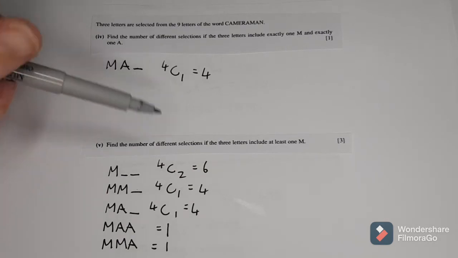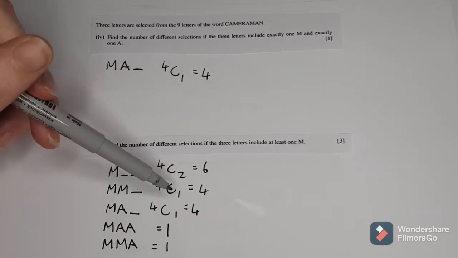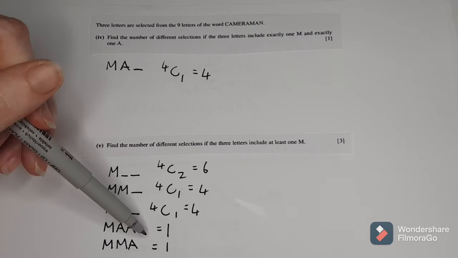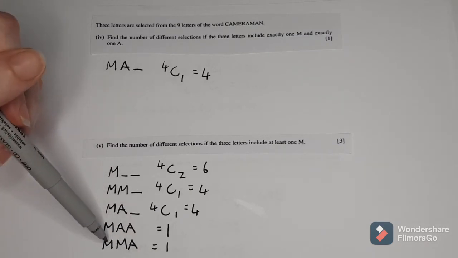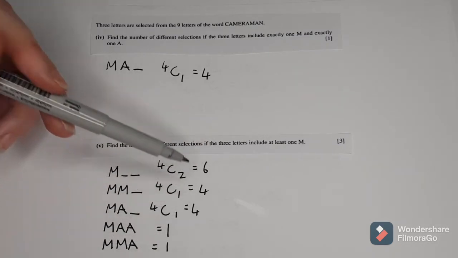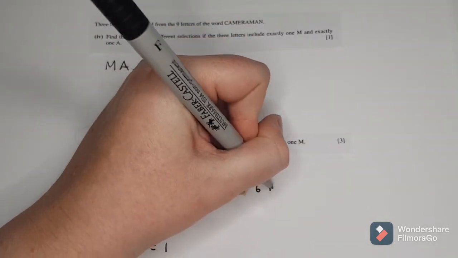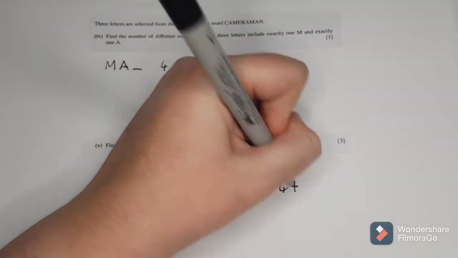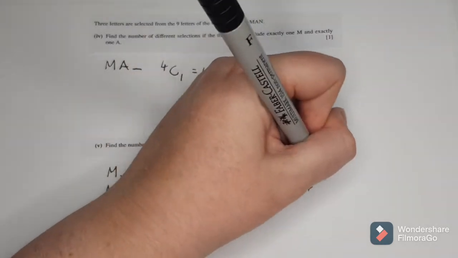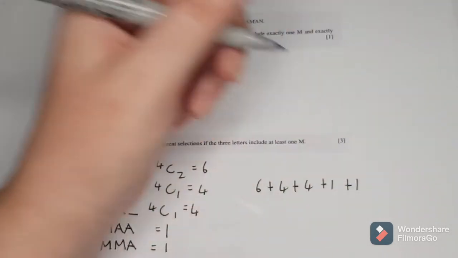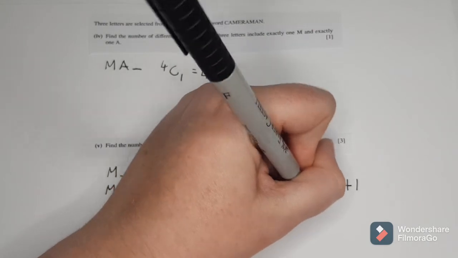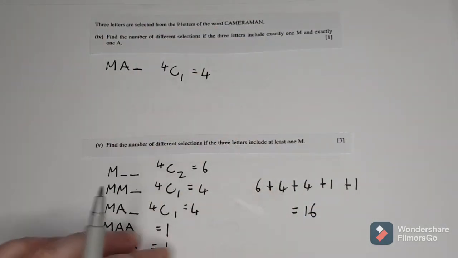So now I could have this option, or this one, or this one, or this one, or that one. So because I'm saying or, I'm going to add all of these options together. So I could have 6 plus 4 plus 4 plus 1 plus 1 to get my final option answer for all my options in there.